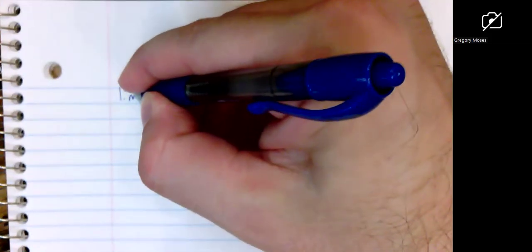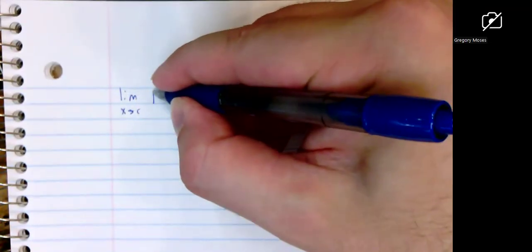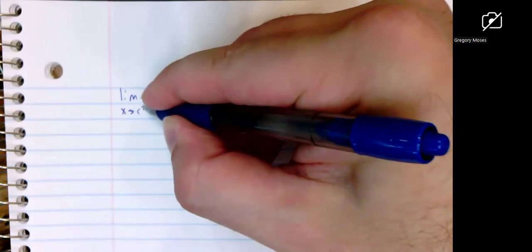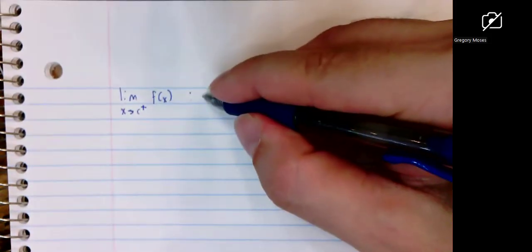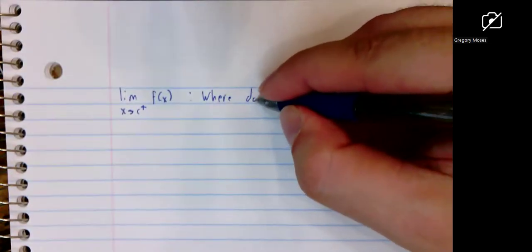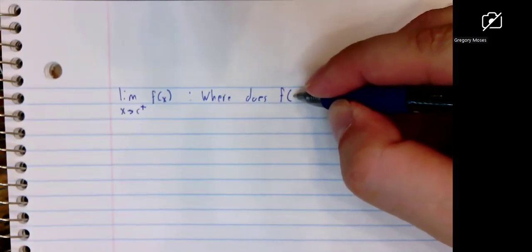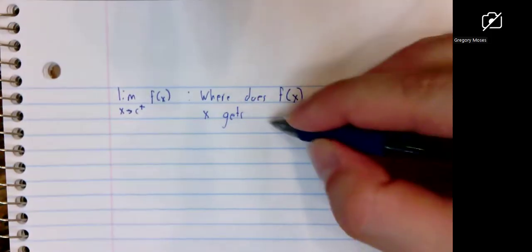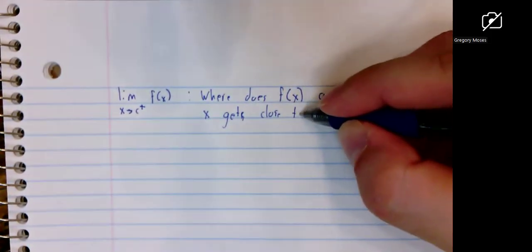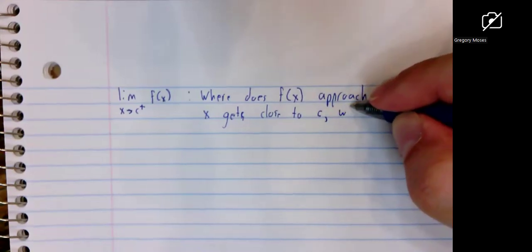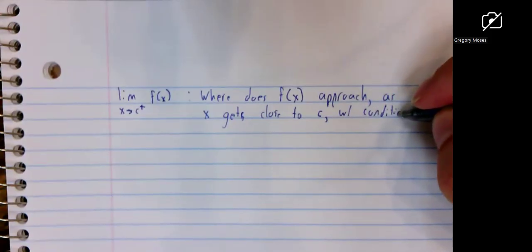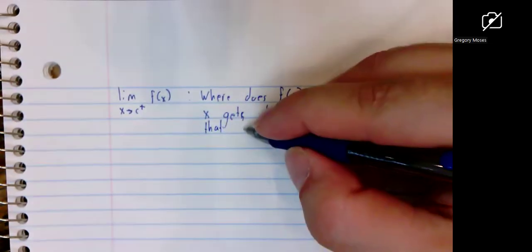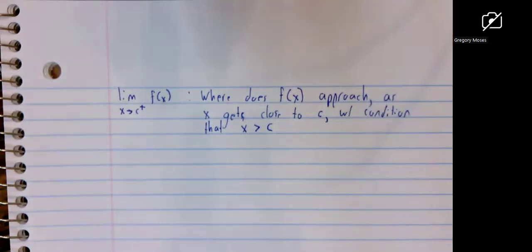If we write the limit as x approaches c of a function, but we put a little addition sign next to the c, we are asking, what number does f of x approach as x gets close to c, with the condition that x is greater than c.